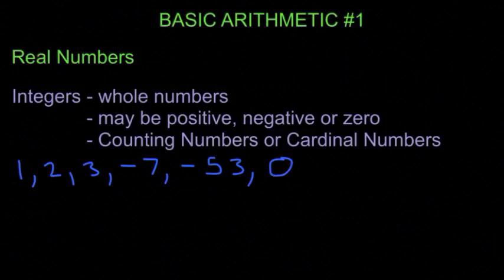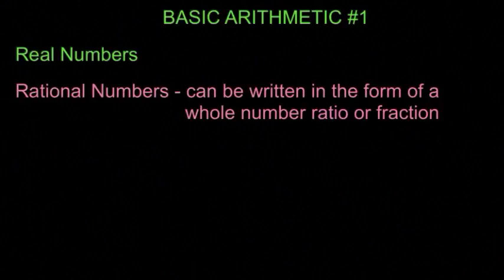The next set of numbers that we have that are subsets of real numbers are the rational numbers. Rational numbers can be written in the form of a whole number ratio or fraction. So an example of a rational number might be 3/8. 3/8 can be written as a decimal, 0.375. So 0.375 is also a rational number.